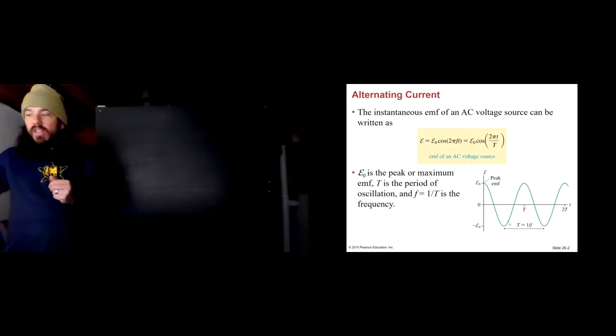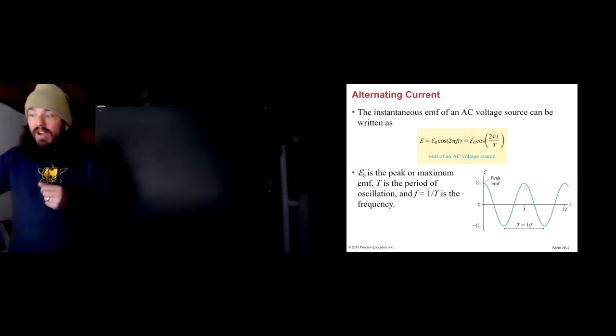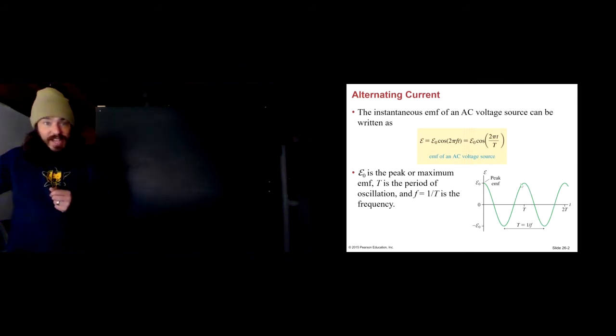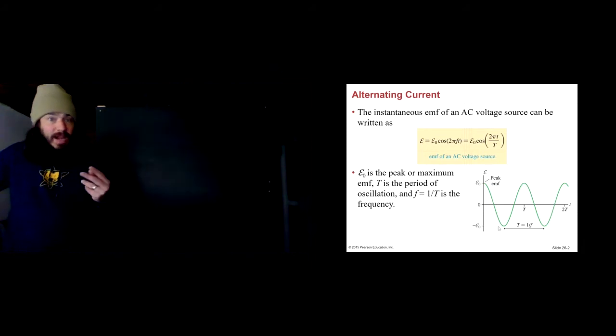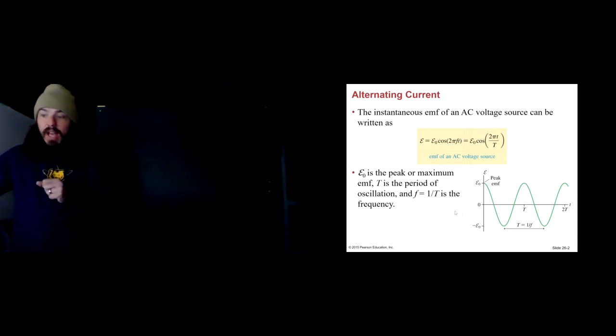And this is indeed what the electricity in your house does. For your household electricity, these peaks are at about 170 volts, and the negative peaks are about negative 170 volts. We're going to come back to that in just a minute.